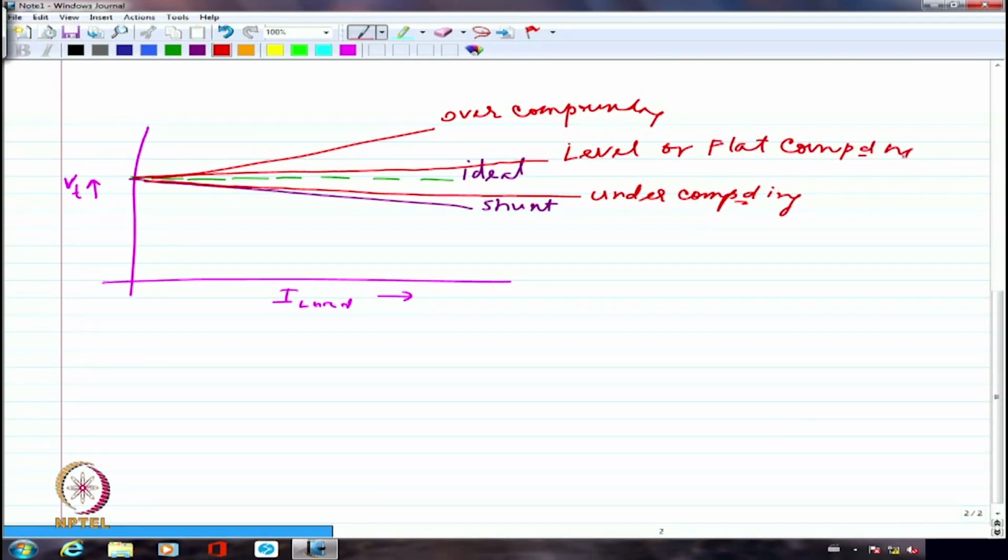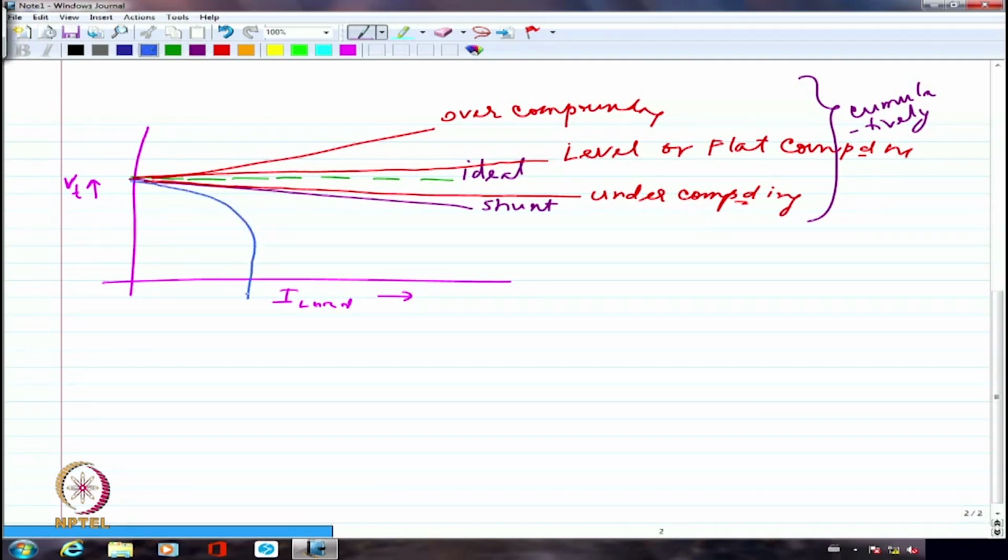So these three actually come under the category of cumulatively compounded generator. So cumulatively compounded generator indicates that the series and shunt are always in the aiding configuration. They are going to aid each other, whereas the last one what we just said was differential compounded.